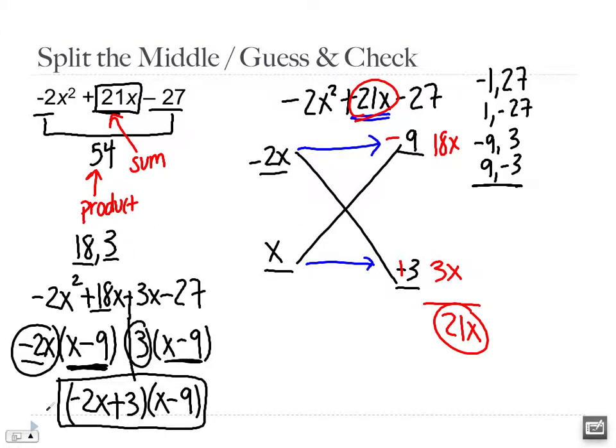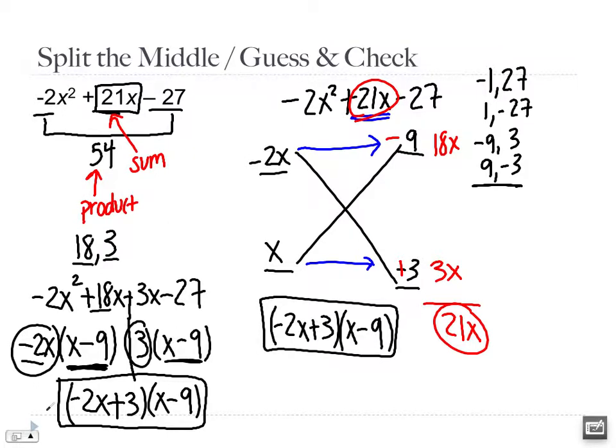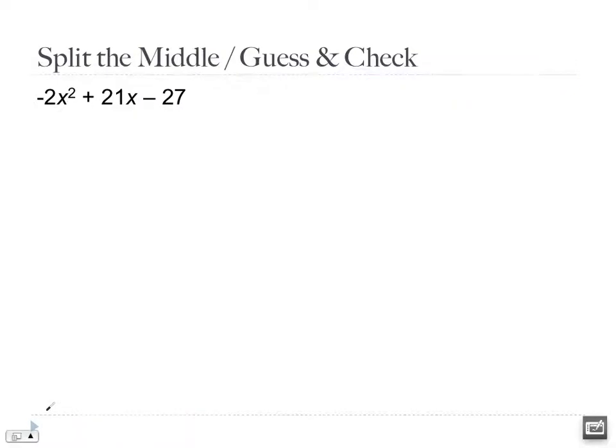Last step is to write out our final factored form. You want to follow those diagonals, which gives me negative 2x, add 3, and then x subtract 9. And if we look at our answer to the left, our two answers match. So you may use the split the middle or the guess and check method, whichever one you are more comfortable with. Now we have one more example together, and then you guys have a few on your own.